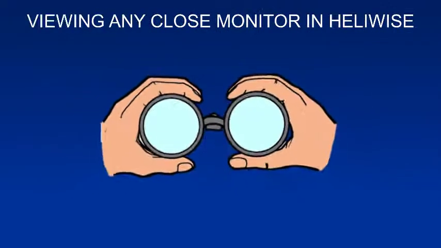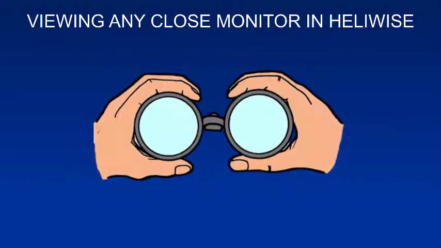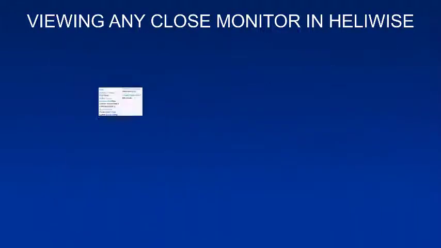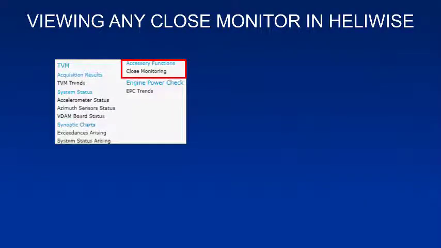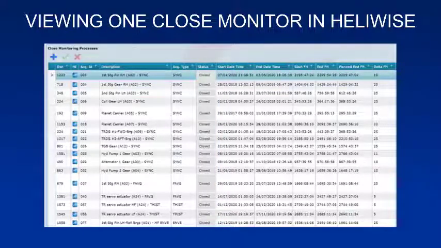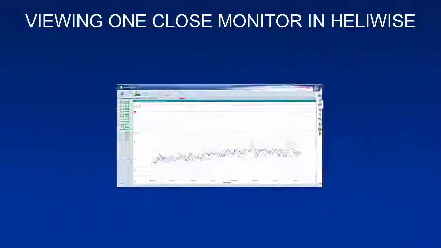Of possible interest to you is the facility within HeliWise of seeing all the close monitors, both active and historical. This is entered by selecting the aircraft health icon on the right hand side of the HeliWise ground station and selecting Close Monitoring in the menu. This shows you the whole list of close monitors for your aircraft. In a moment we will show you how to link to a particular close monitor if required from this page. When you click on the icon, this hyperlinks you directly to the trend graph for that component as shown in the diagram.